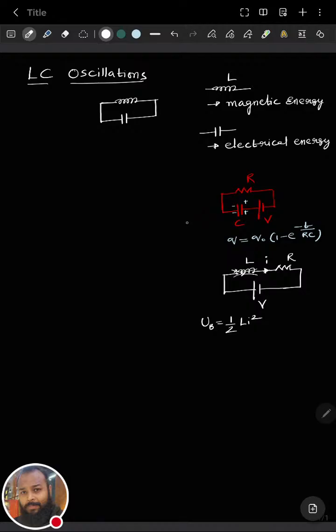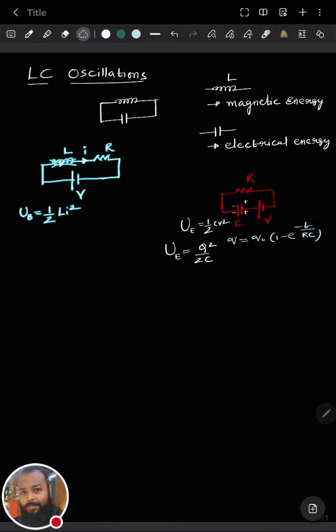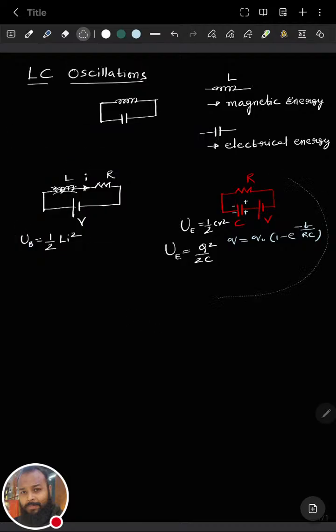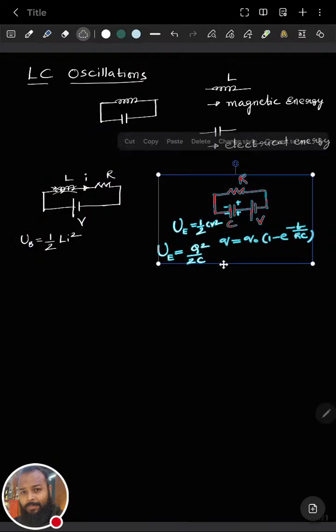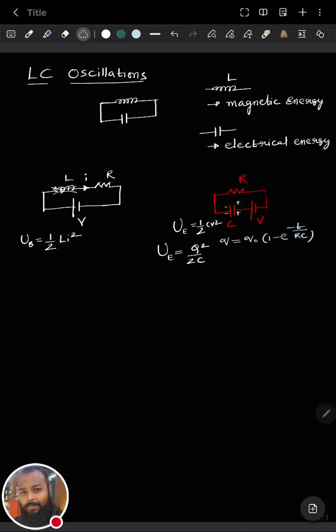And we know that the capacitor stores electrical energy. We call it UE, which is half CV square. This can also be written as Q square by 2C, which is the energy stored in the form of an electric field. So we have studied the capacitor and the inductor separately. The capacitor stores electrical energy and the inductor stores magnetic energy.